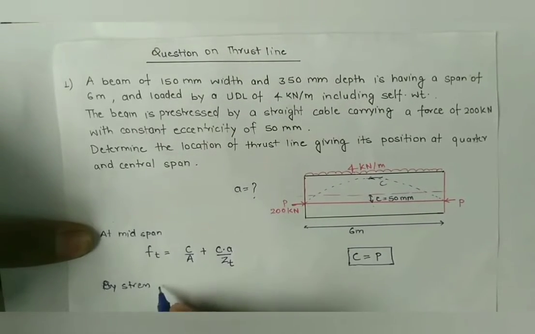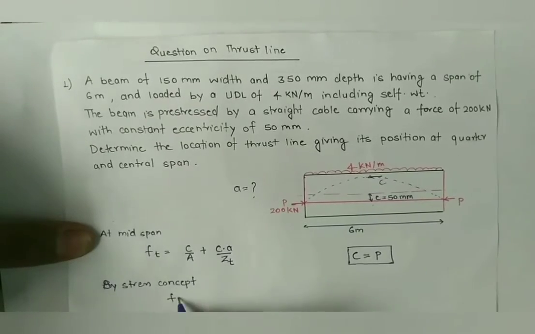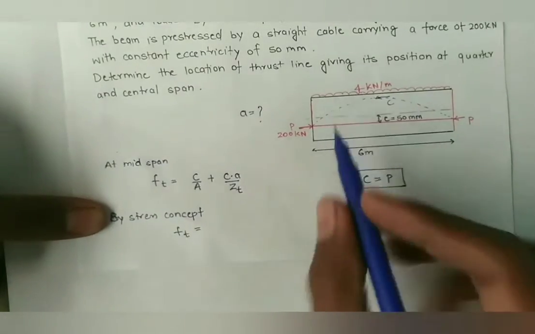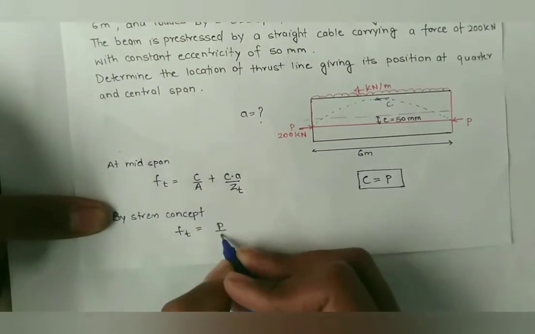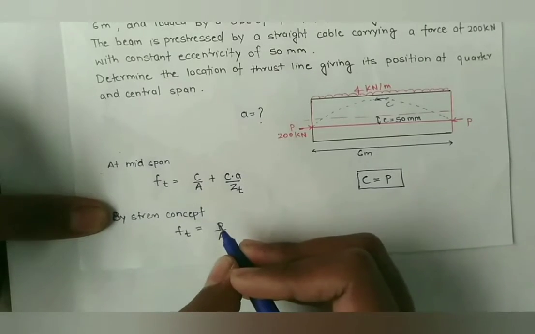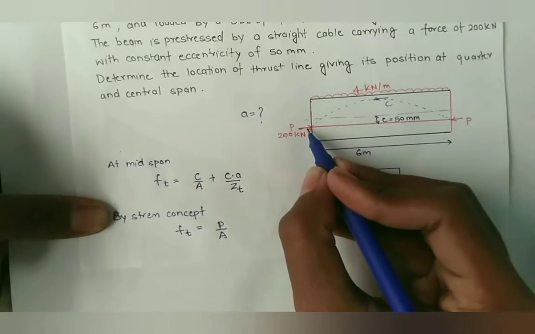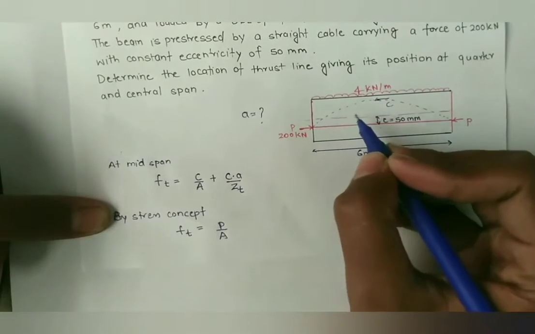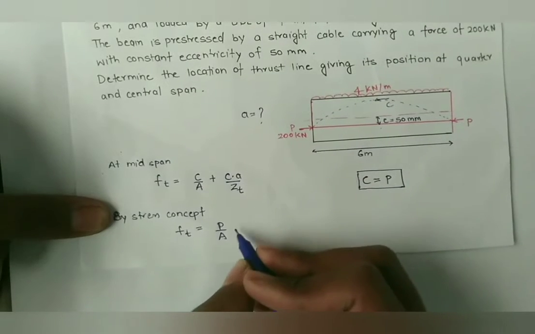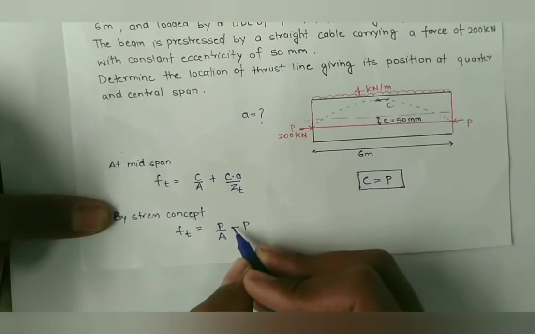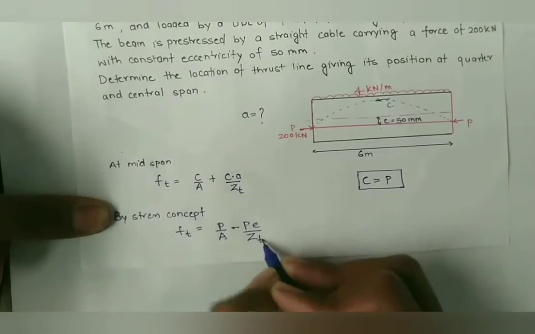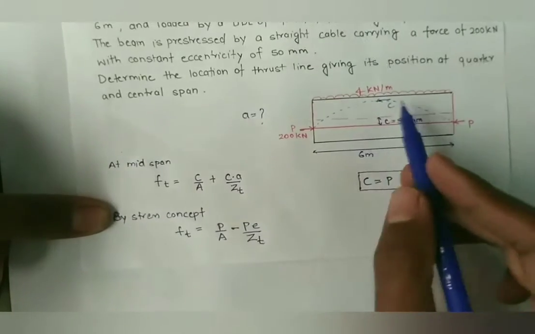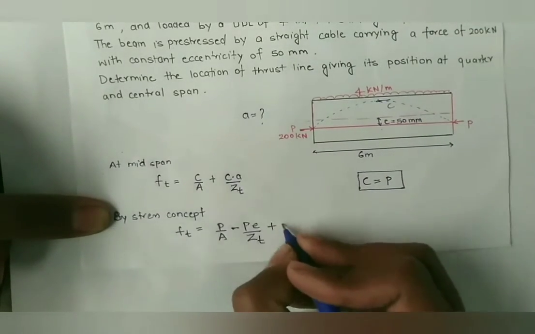Now by stress concept, how will we write stresses in top fiber? Since there is a pre-stressing force, it will make compression at the top fiber. It is always positive here. Then a moment will be generated at mid span. Since P is acting below the centroidal axis, it will cause tensile stress at the top fiber. I have explained earlier how we include the sign, so it will be minus Pe upon Zt. And the moment due to the dead load or UDL at the top fiber will be compressive in nature, so it will be positive M upon Zt.